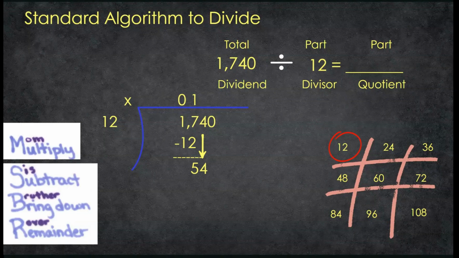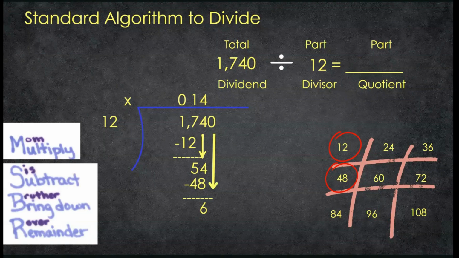That repeatable question, how many groups of 12 go into 54? So when I look at my hashtag, the closest I can get is 48. That is in the 4th position. So that means 4 groups of 12. So I put my 4 in the quotient above the tens place, multiply it out, which is 48, and then I subtract it. 54 minus 48 gives me 6.